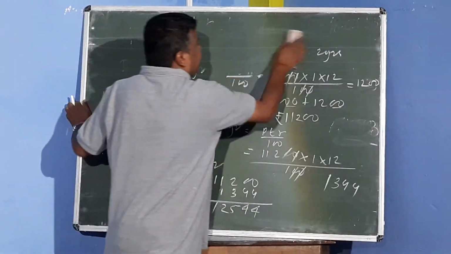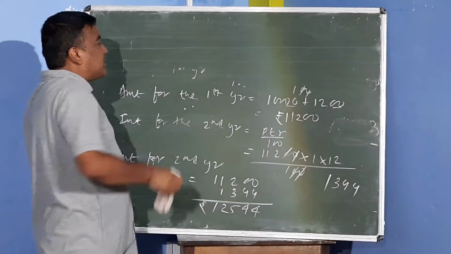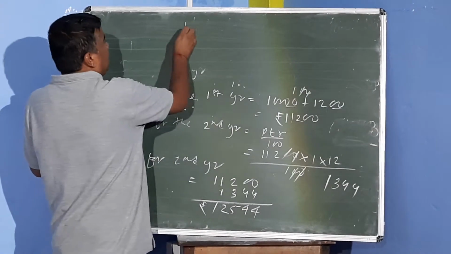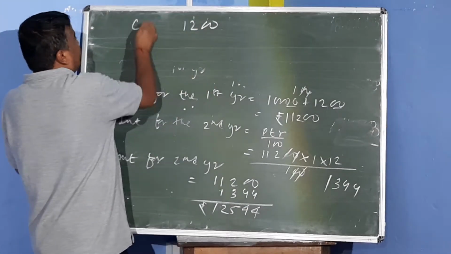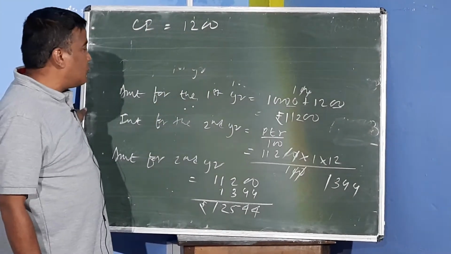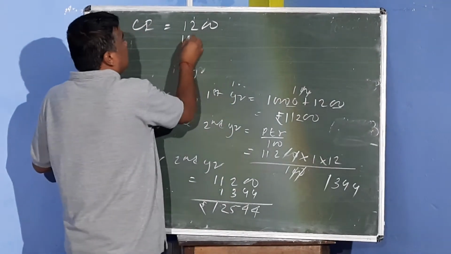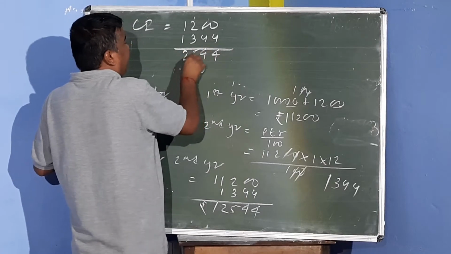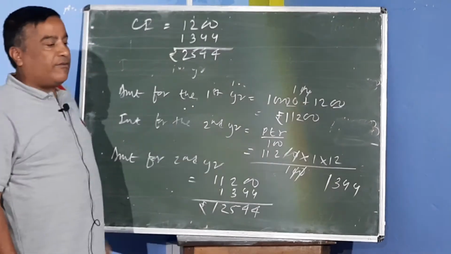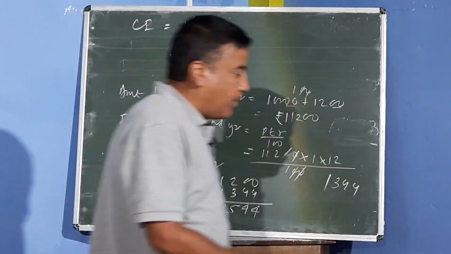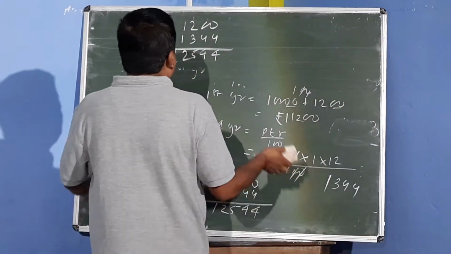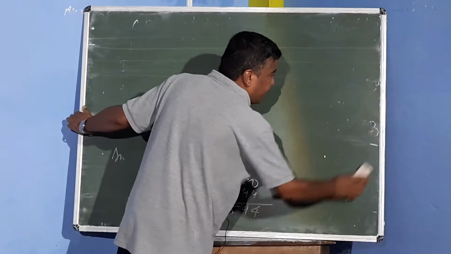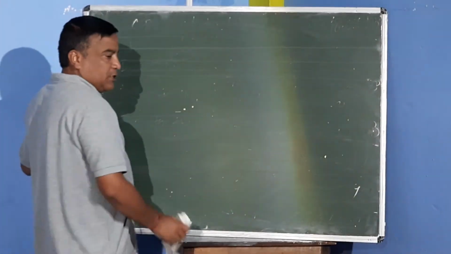Now compound interest means whatever interest you are getting throughout the year. So what was the interest for the first year? 1,200. Therefore compound interest equals 1,200 plus 1,344, which is 2,544. So 2,544 is your compound interest. So in this way you have to do. This is exercise 8A. Now let's do one more question.